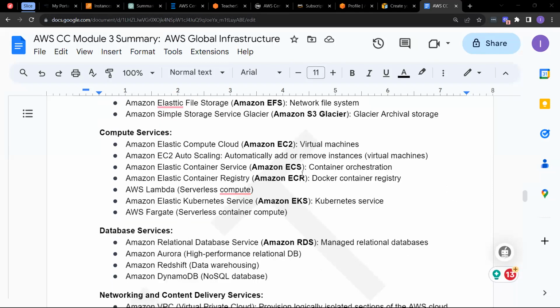And there are compute services, where EC2 is like a virtual machine. It's like your computer that you use, so the virtual version is the EC2. There is EC2 Auto Scaling, a service that adds or removes instances according to demand. And there are container services.